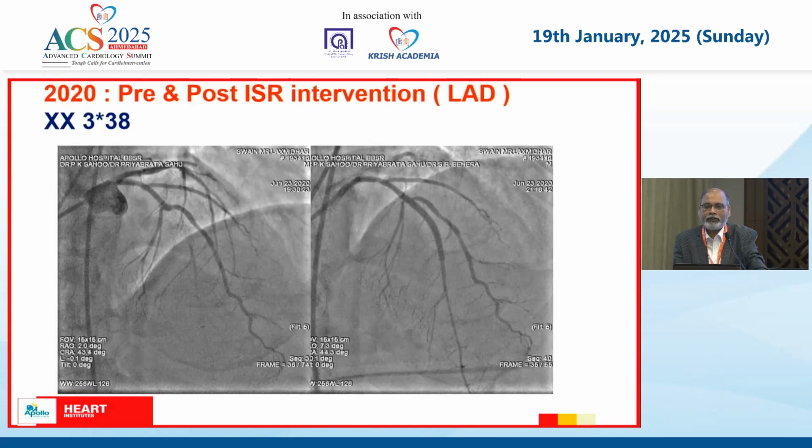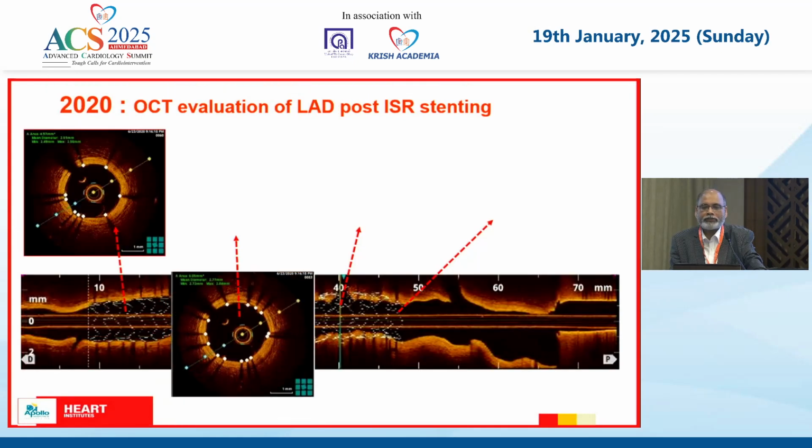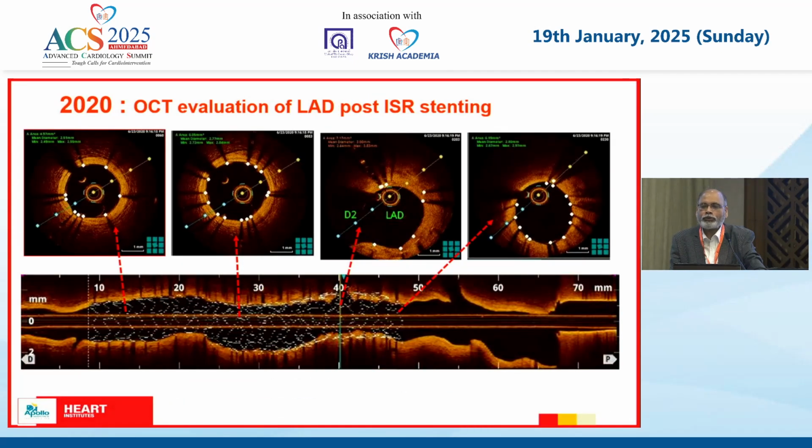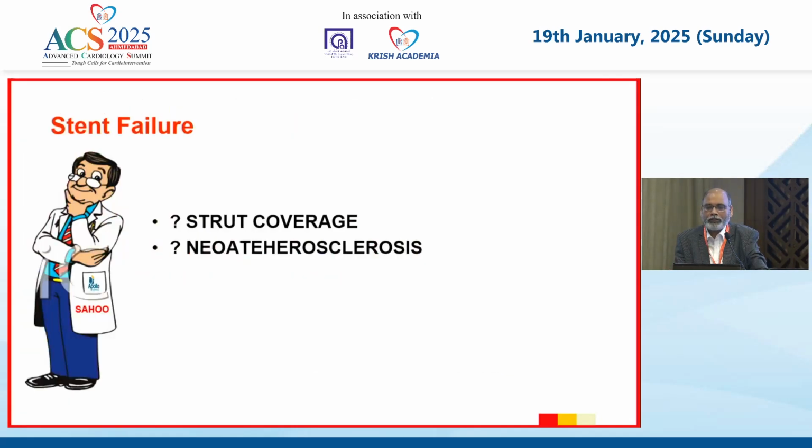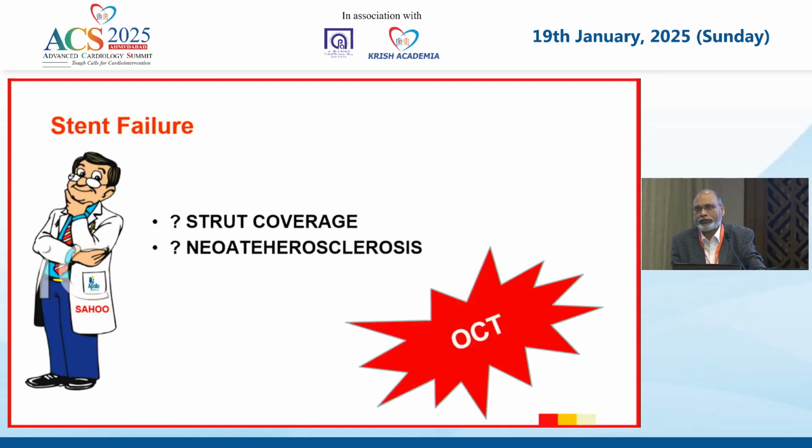And if you see the pre and the post ISR intervention with a 3.38 stent, and if I show you the images of the OCT post ISR stenting, it looks pristine, the diagonal is well preserved, the LAD is well preserved, and there is almost 90% apposition, well expanded, and the apposition index shows a white line all across. Strut coverage, neoatherosclerosis, stent failure, always go for OCT.